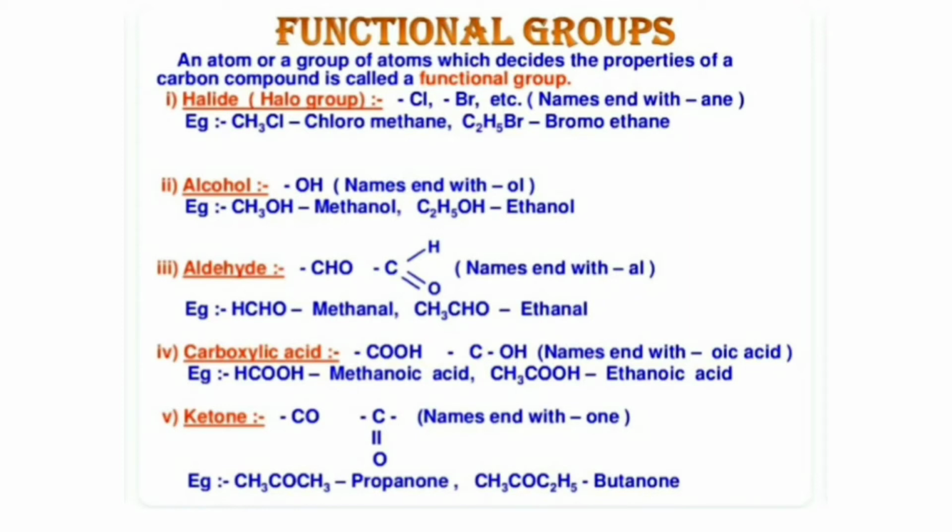Carboxylic acid, COOH, names end with oic acid. Example, HCOOH, methanoic acid. CH3COOH, ethanoic acid. Fifth, ketone, C double bond O. CH3COCH3, propanone. CH3COC2H5, butanone.